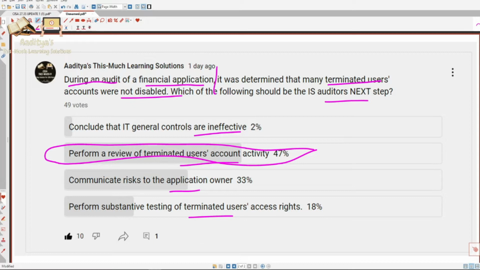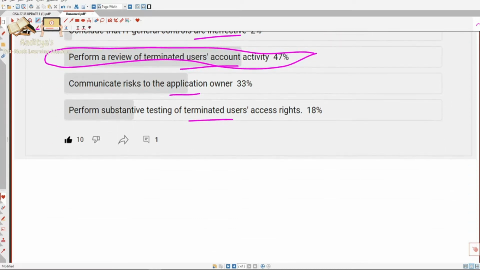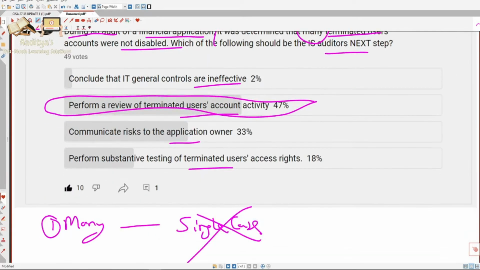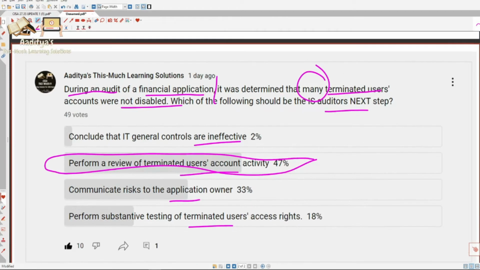Now I want everyone to read this question once again. During an audit of a financial application, it was determined that many. The first important word here is many. It means it is not a single case. Second, many terminated users' accounts were not disabled. Which of the following should be the IS auditor's next step?